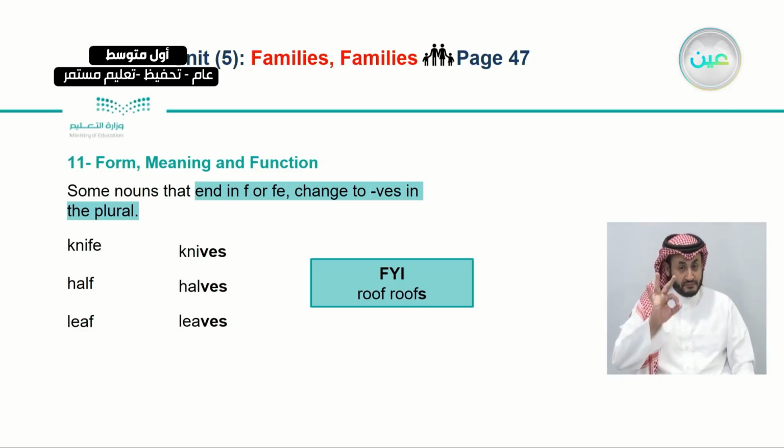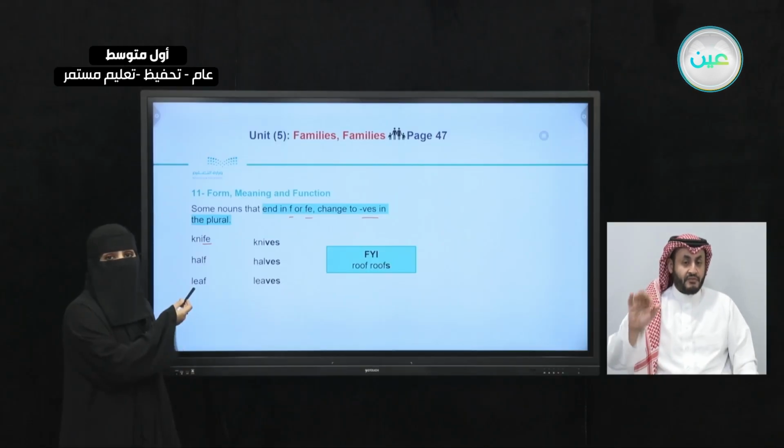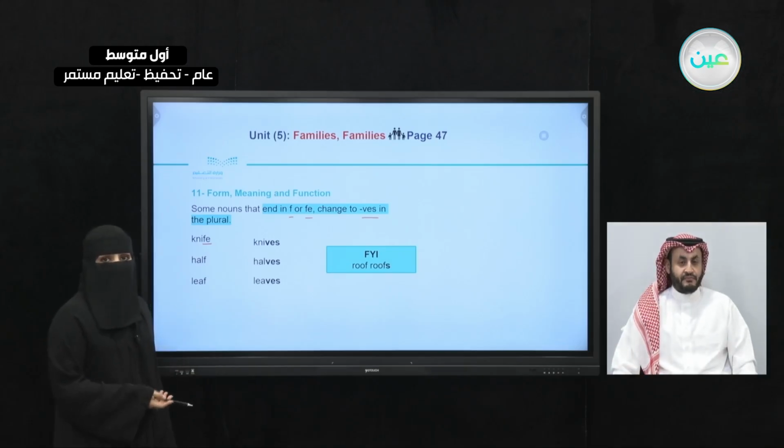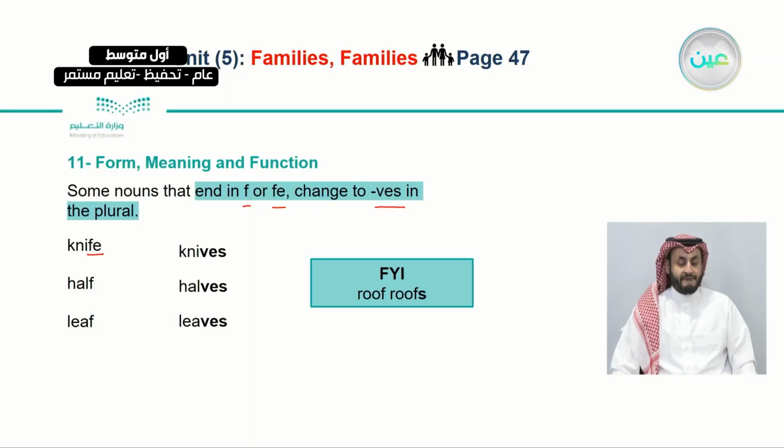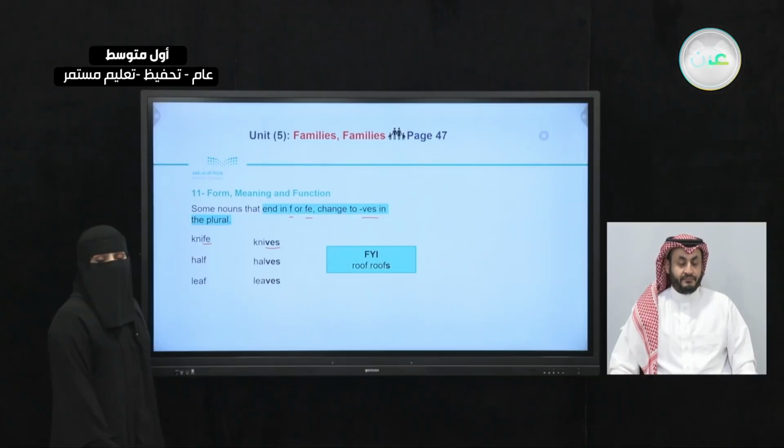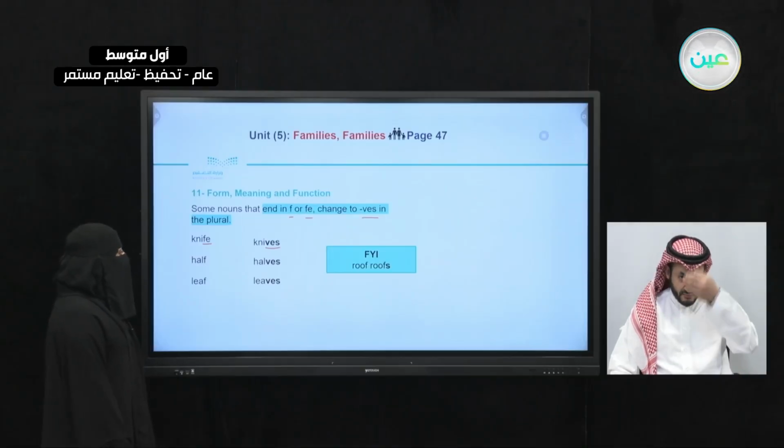Some nouns that end in F or FE change to VES in the plural. Have a look at the first word, knife, which ends in FE. So if I have more than one knife, two or more, what should I do? In this case, I need to change the FE into VES: knives. How's that? Okay.